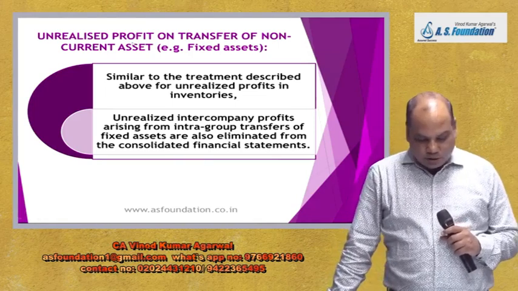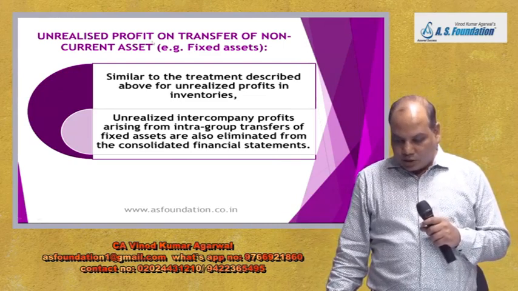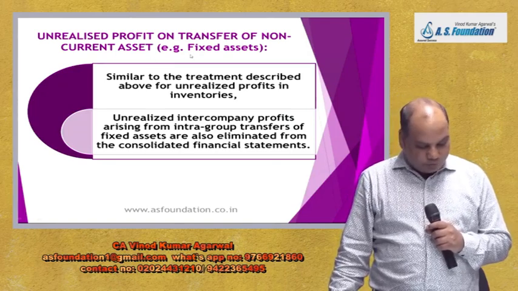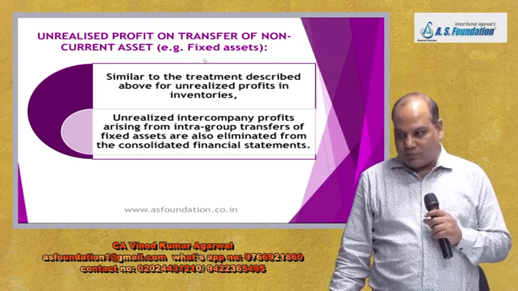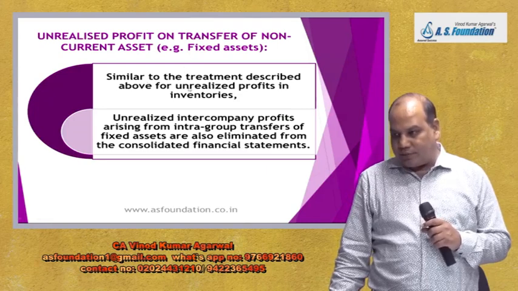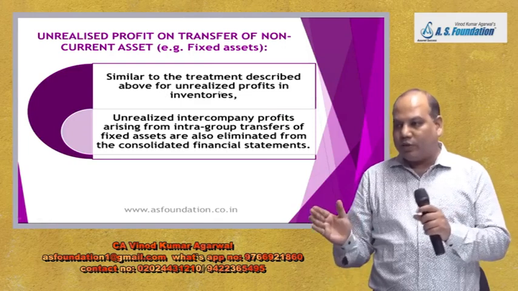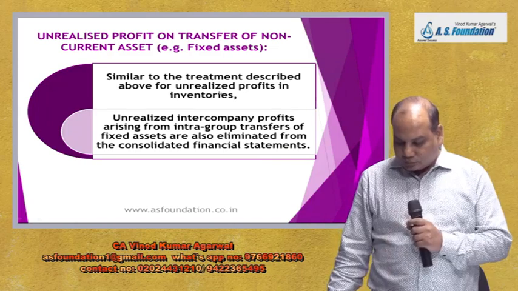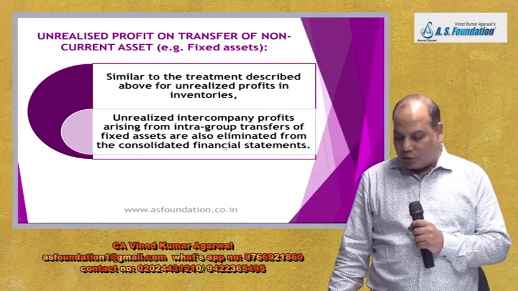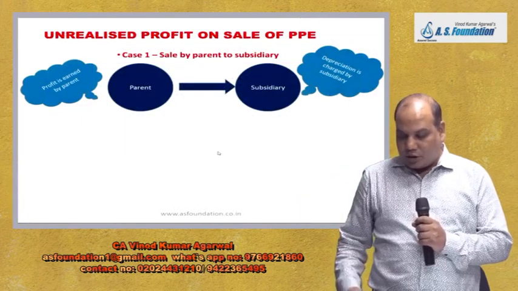One more adjustment we'll discuss, because this will also come in several problems. Unrealized profit on transfer of non-current asset, say for example property, plant and equipment, also called fixed asset. So similar to the treatment described above, like unrealized profit on inventory, unrealized intercompany profit arising from intragroup transfer of PPE will be eliminated from CFS. Now here there is a small problem.